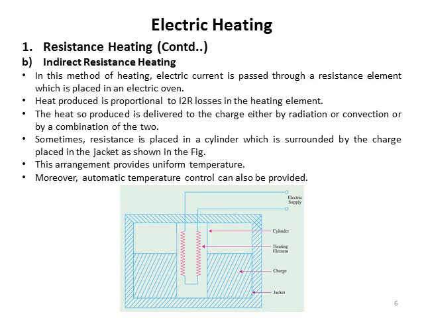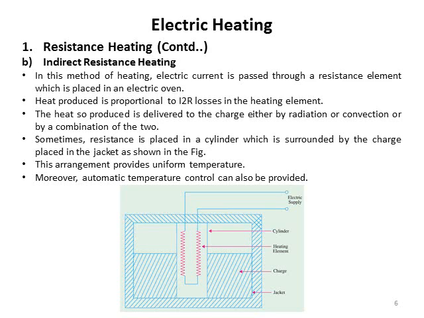In indirect resistance heating, electric current is passed through a resistance element which is placed in the electric oven. Heat produced is proportional to the I square R losses of the heating element. The heat so produced is delivered to the charge either by radiation or by convection or by a combination of the two. Sometimes the resistance is placed in a cylinder which is surrounded by the charge placed in a small jacket, as shown in the figure.